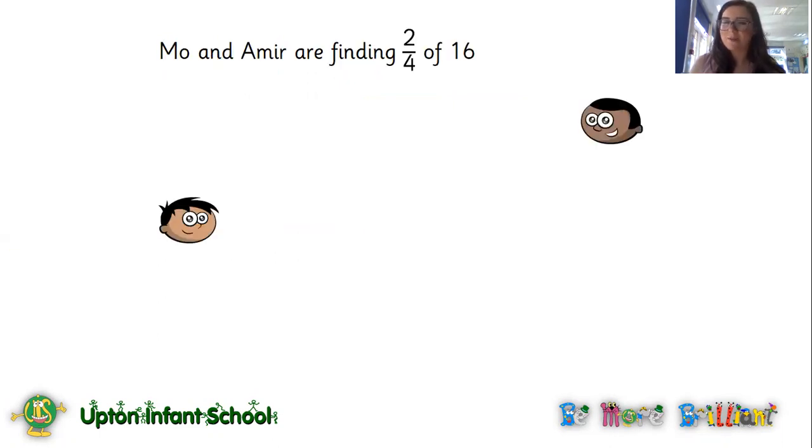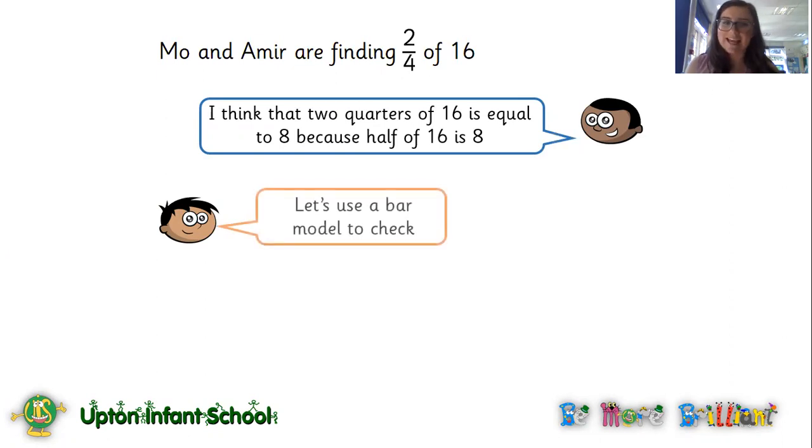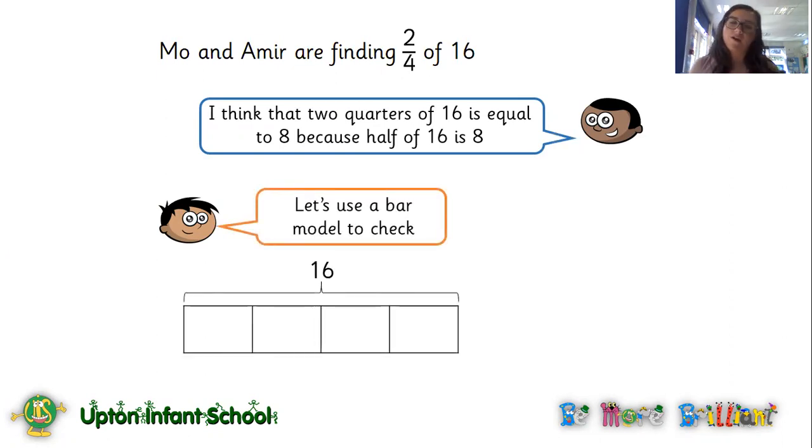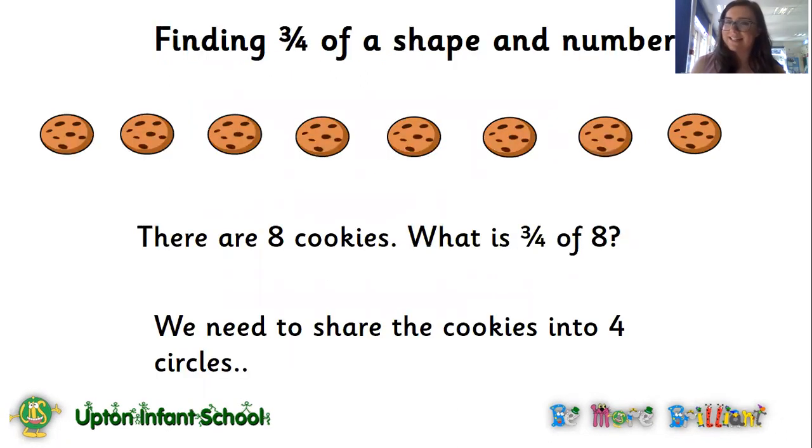Then we had a look at it for number. So Amir is finding 2/4 of 16. And he says, I think that 2/4 of 16 is equal to 8 because half of 16 is 8. Then we had to use a bar model to check it out. There's my bar, there's 16, how much it's worth. We had to share out all of our counters until we worked out that Amir is absolutely right, because 1/2 of 16 is 8, but also 2/4 of 16 is 8.